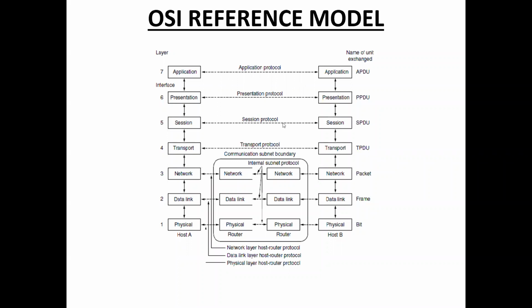This diagram shows a bidirectional information flow, that means flow in either direction. Here: physical layer, data link layer, network layer, transport layer, session layer, presentation layer, and application layer. Also in the other direction: application layer, presentation layer, session layer, transport, network, data link, physical, and host B.